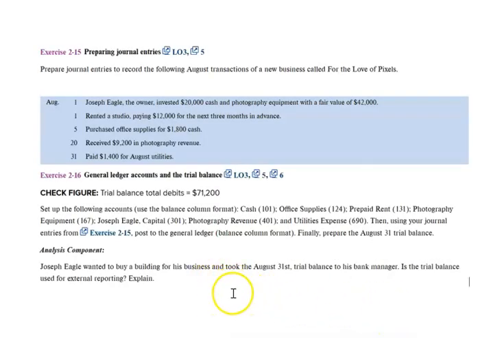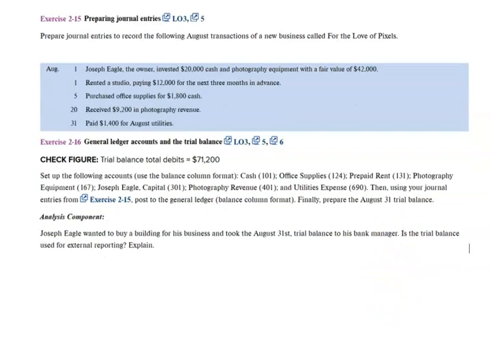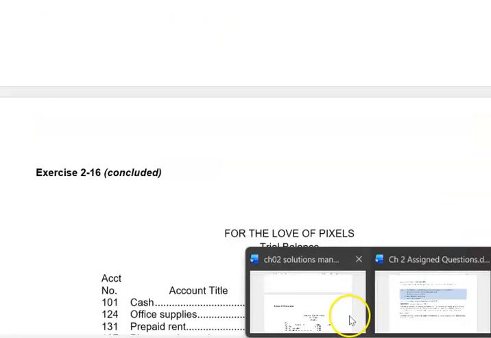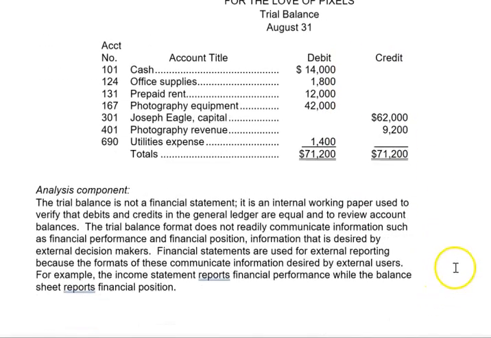And then it has an analysis component. Joseph Eagle wanted to buy a building for his business and took the August 31st trial balance to his bank manager. Is the trial balance used for external reporting? Explain. It's not a statement, is it? The trial balance is not a financial statement. It is an internal working paper or working document used to verify that our debits and our credits in the general ledger are equal and to review account balances. You want to look at these balances to make sure nothing looks out of the ordinary.